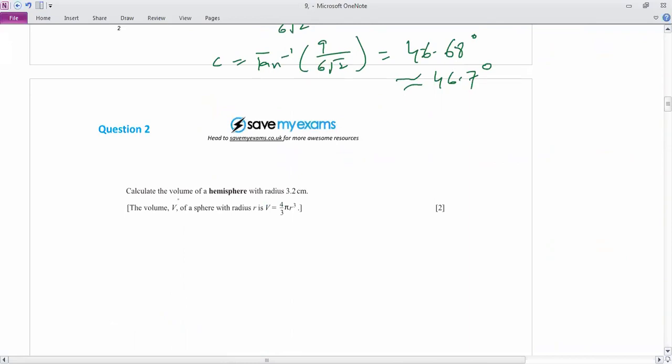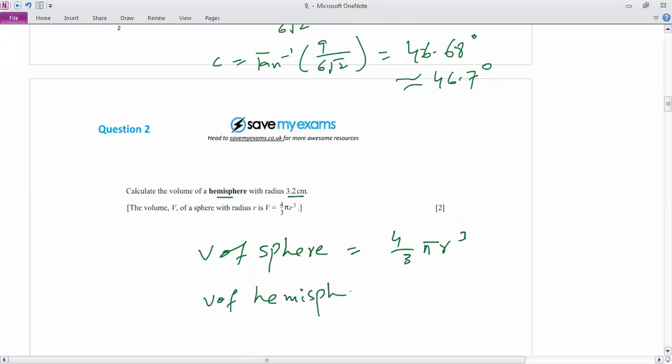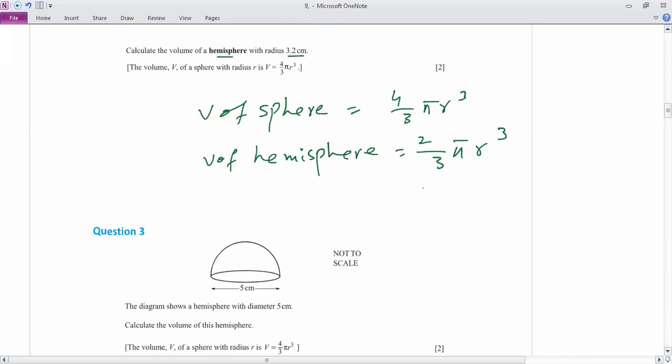Okay, the next question is to calculate the volume of a hemisphere with the radius. No, it's for a full sphere. We know the volume of a sphere is 4 over 3 pi r cube. If we have to calculate the volume of a hemisphere, it will be 2 over 3 pi r cube. So the radius is given, just put the value of the radius and get that.